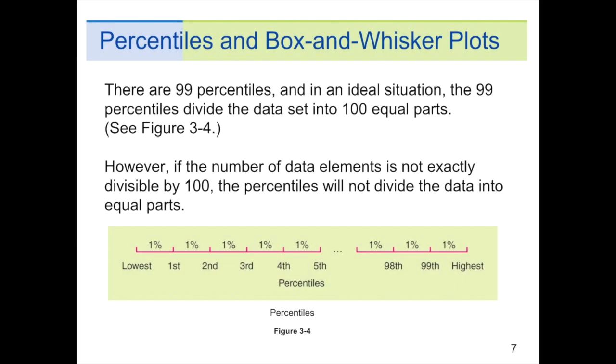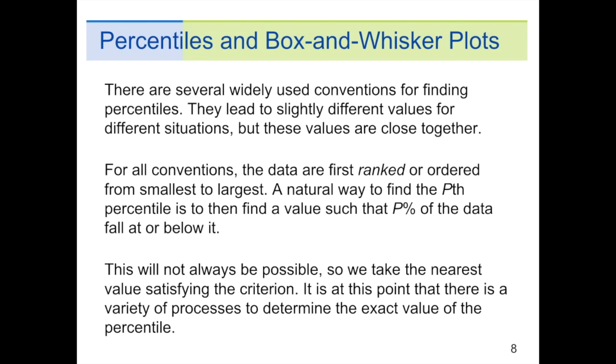There are 99 percentiles, and in an ideal situation, the 99 percentiles divide the data into 100 equal parts. However, if the number of data elements is not exactly divisible by 100, the percentiles will not divide the data into equal parts. There are several widely used conventions for finding percentiles. They lead to slightly different values for different situations, but these values are close together.